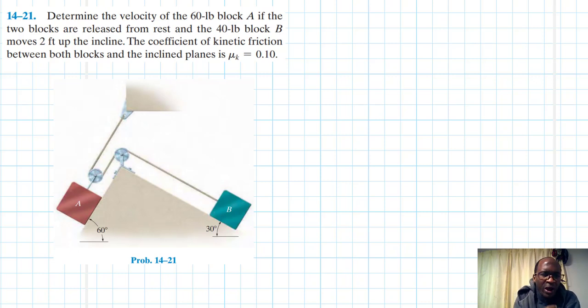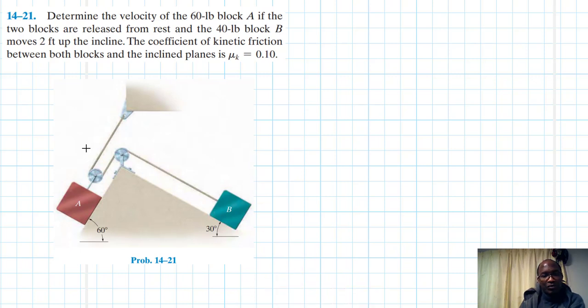The problem reads: determine the velocity of the 60 pounds block A if the two blocks are released from rest and the 40 pounds block B moves 2 feet up the incline. The coefficient of kinetic friction between both blocks and the incline planes is 0.1.